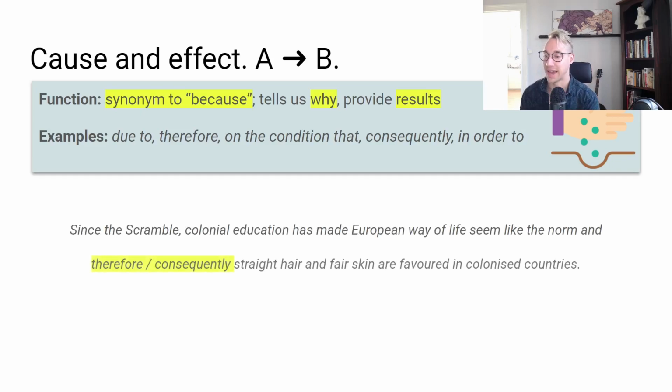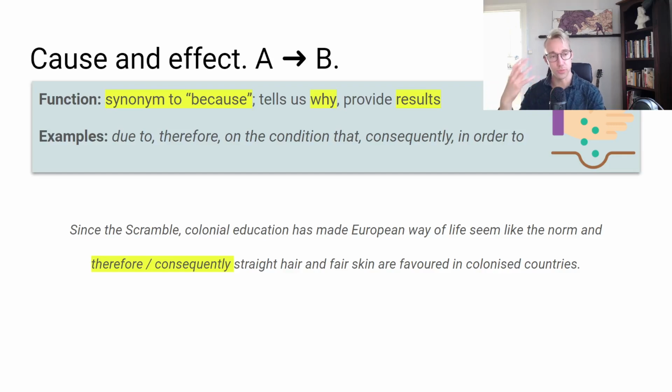Let's look at an example, shall we? Since the scramble, colonial education has made European way of life seem like the norm, and therefore, straight hair and fair skin are favored in colonized countries. Right, so here we see a case where straight hair and fair skin is something that is favored, something that people tend to think better of in colonized countries.